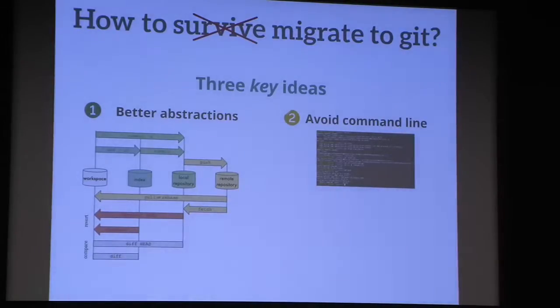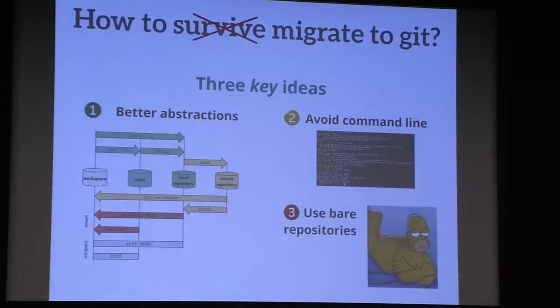We need to build tools that do not think about the command line. It will always be there. You can access a repository through a command line, but you need to forget about it. And the third step, which I have already discussed with Dale, and maybe I haven't convinced him yet, but I will, is that we have to use bare repositories. Do you know what a bare repository is?